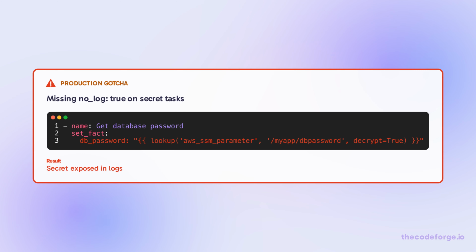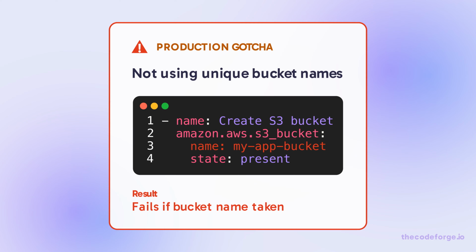If you forget no_log: true, the secret value appears in CI logs. Always add no_log: true to any task that handles secrets. Simple Storage Service bucket names must be globally unique. If another account owns the name, the module fails. Use a naming convention like Company-App-Environment-Region to avoid collisions.